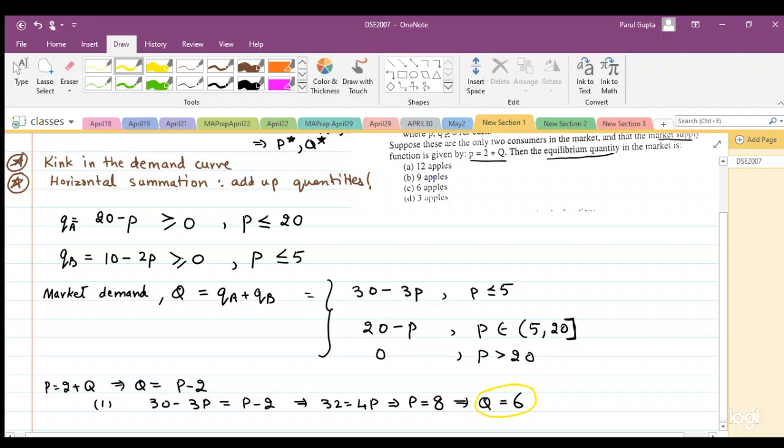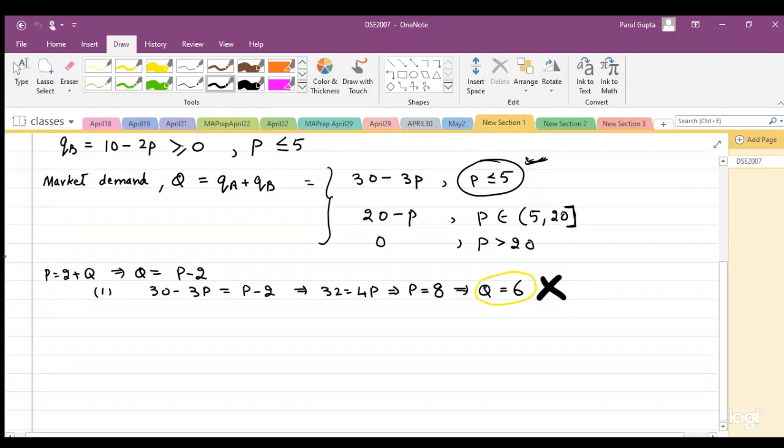Although Q equal to 6 is an option given in the question, let me warn you that this is not the correct answer, because what we have got is a price of 8, but note that the segment of the demand curve that we have considered here is valid only for price less than or equal to 5. So this intersection that we have got, P equal to 8, is outside the domain of this demand curve as we have defined. Therefore it is important whenever we get the answer to go back and check whether it actually lies in the domain that we are working with or not.